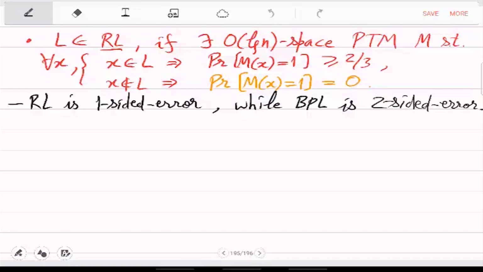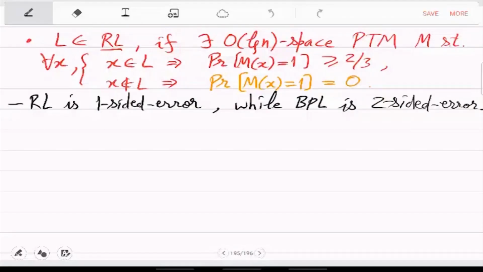input x meant for problem A can be transformed to a string m of x, which will be a yes string of B with high probability. High should be much above half. So we have fixed it to be 2/3, but as we saw before, the probability can be amplified. So it can be anything more than inverse polynomial away from half, and that can be made inverse exponentially away from 1.